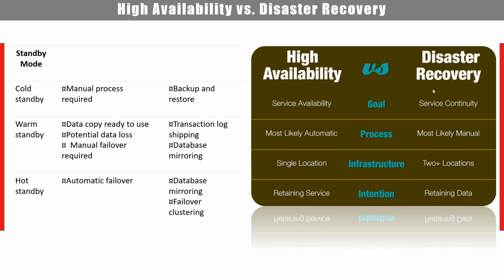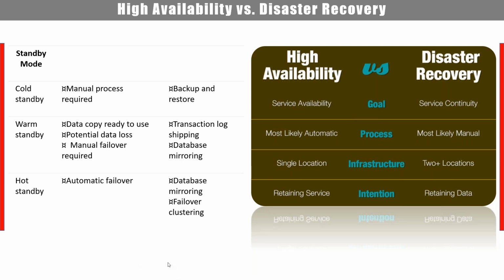Disaster recovery is service continuity. If something happens at the data center level, the services keep on running. High availability means if something happens to my database or to an instance, I can automatically do the failover, so you need no manual intervention, sir. It will automatically do the failovers.